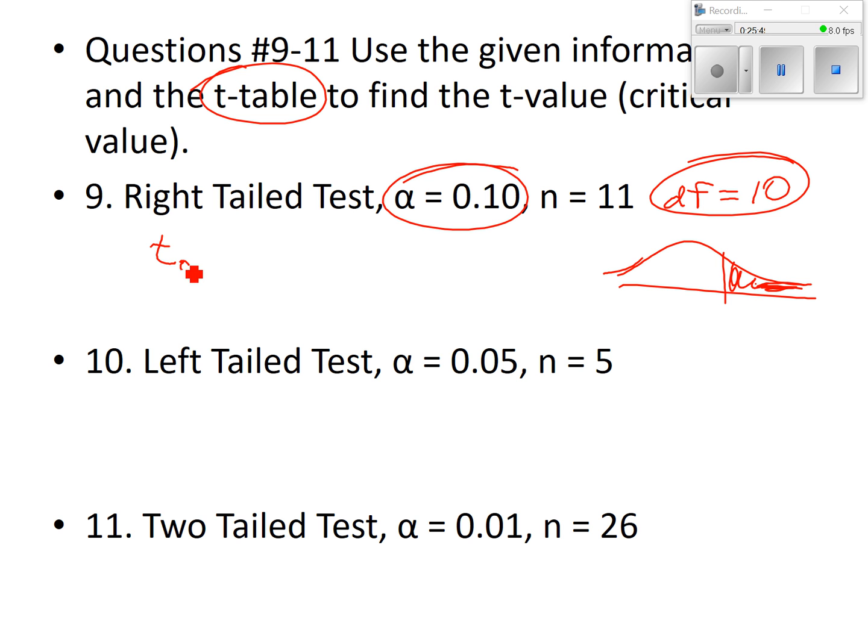Again, I can't see the numbers. 1.363. So our t sub 0, 1.363. Anybody else get that? Got 1.372. Oh, you're looking at one. Oh wait, yeah, he is right. So what is it? 1.372. So that's our critical value this time.